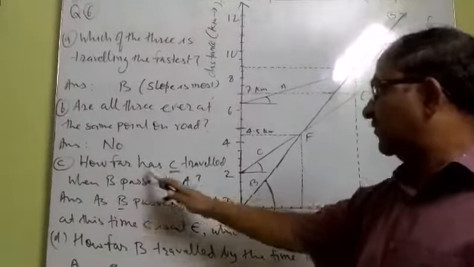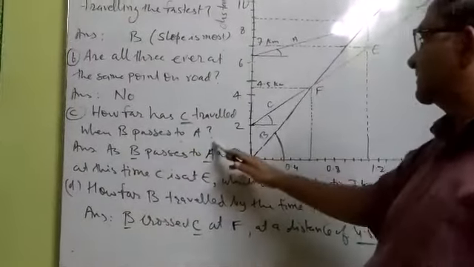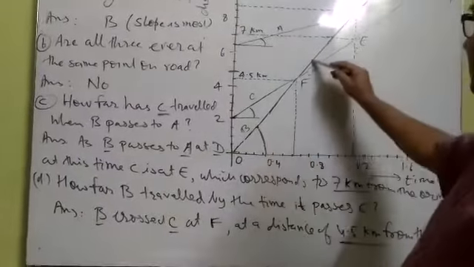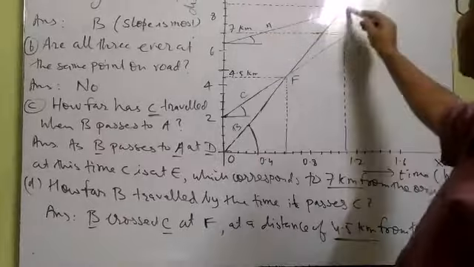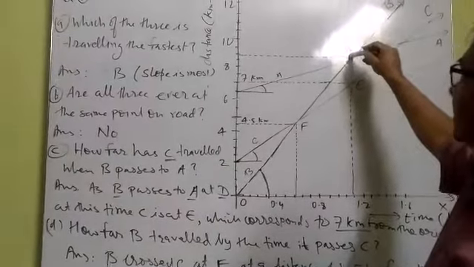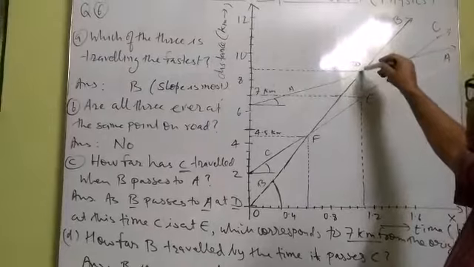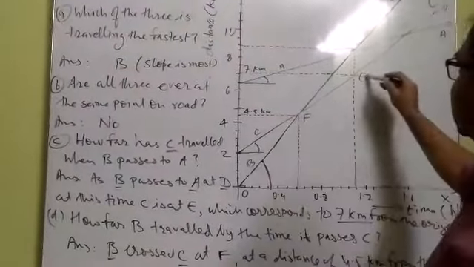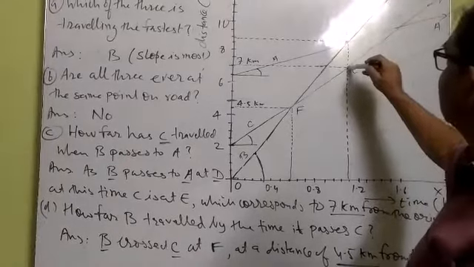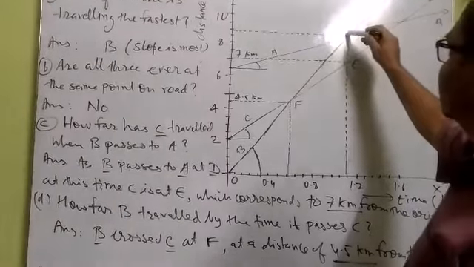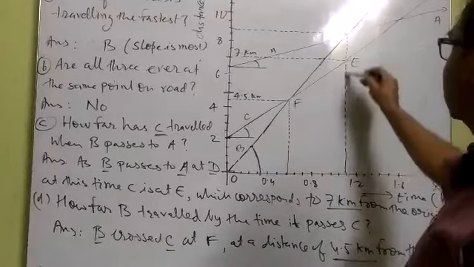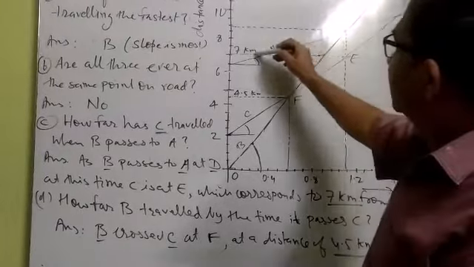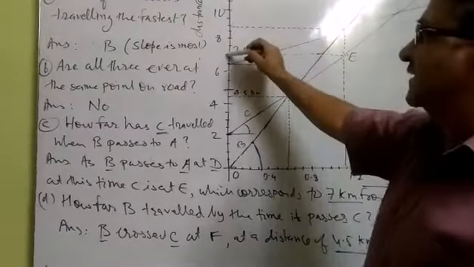Part C: how far had C traveled when B passes A? B passes A at which point? Just see the graph of B and the graph of A, they both intersect at a point D. We have to find how far C, this graph, has traveled when B passes A. So B passes A at D, and at this time the graph C has covered a distance of 7 kilometers.